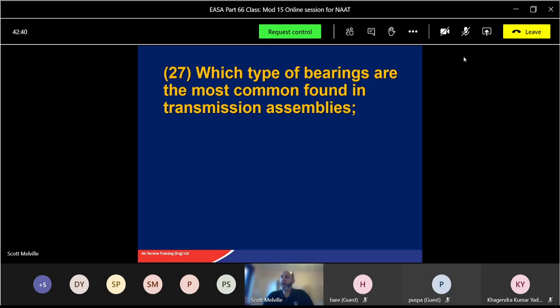Which type of bearing is most commonly found in transmission assemblies? Transmission assembly would be gearboxes. So what's the most common type of bearing? Radial bearings. For gas turbine engine shafts, it's usually ball bearings, but for transmission, it's certainly radial bearings.